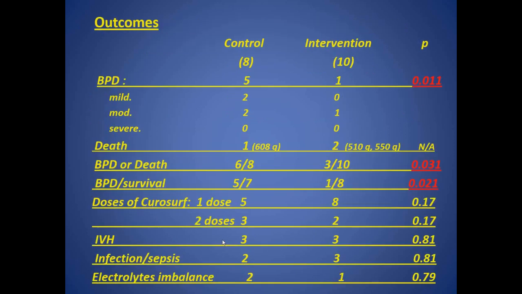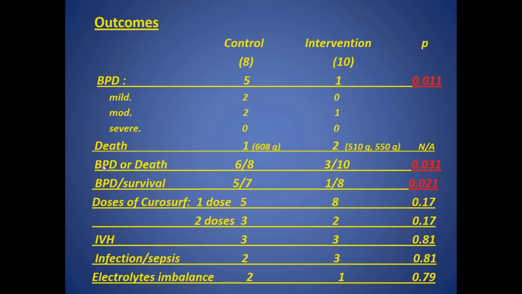Now, I'm happy to see because based on 18 babies, there are 2 babies died in the intervention group, but their body weight is 510 and 550. But in the control group, 1 died. Apparently, of course, there's no difference between the groups in mortality.